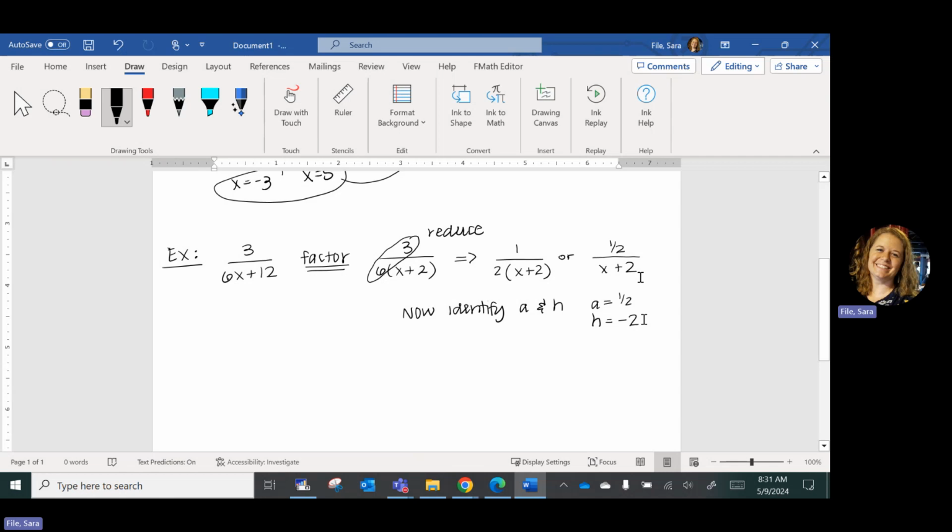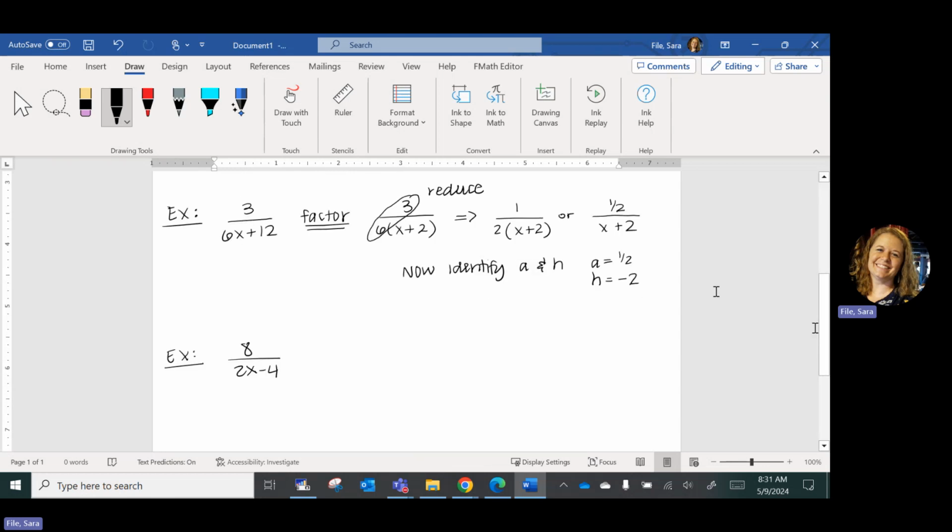All right, let's just try one more and make sure. Let's say I've got 8 over 2x minus 4. I'm asked for where's the vertical asymptote? I can do what I did up here, and I can factor and reduce. So if I factor, what's the GCF in the denominator that I can factor out? I've got to get rid of this coefficient here. So that 2.